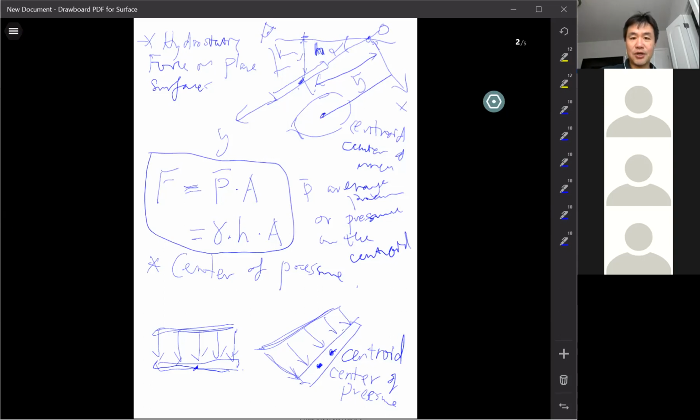Every point has a pressure. Do you agree? Every different point on its inclined surface has different pressure. But the centroid has its pressure. So what is the gamma H here? Rho GH, H, what H? I drew it on the drawing. Did you see this? H? Did you see my point here? Is that right?